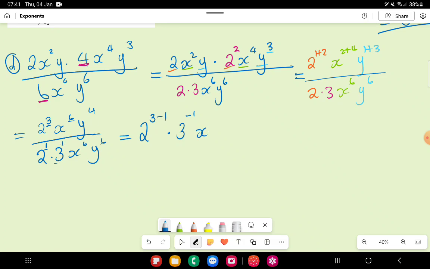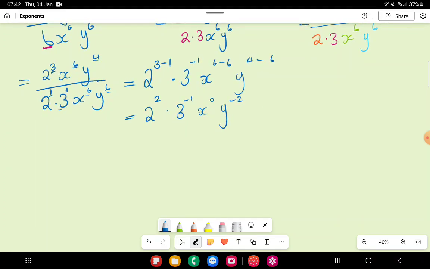x^(6 minus 6), which is our fraction line, y^(4 minus 6). That becomes 2^(3 minus 2), which is 2, times 3 to the power of minus 1. x^(6 minus 6) is 0. y^(4 minus 6) is negative 2. Okay. So now I'm going to multiply that out.